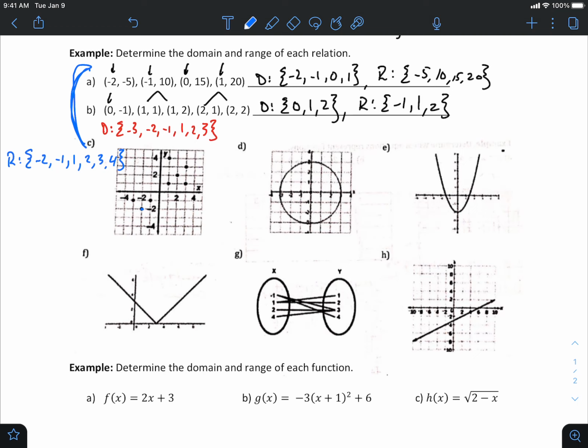Okay. Now, we do have a fancy way to write these domains and ranges, especially when they're a continuous graph. I'll write it down once or twice. We'll do a question, then I'll explain what all of it means in words.